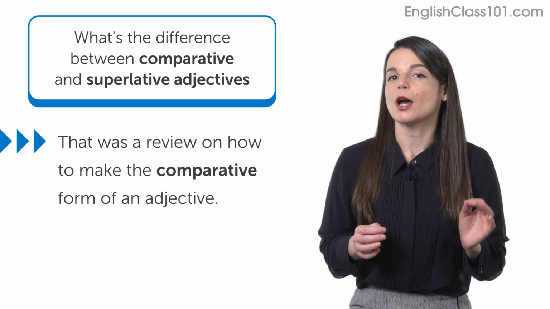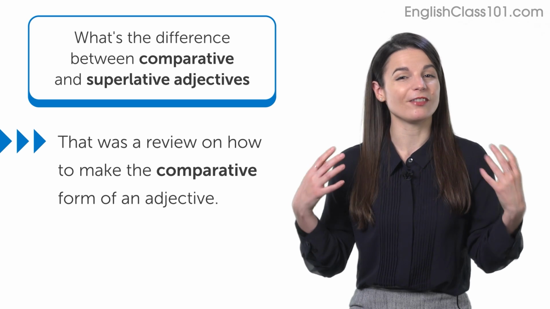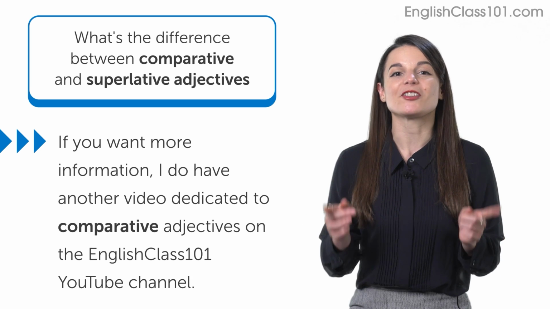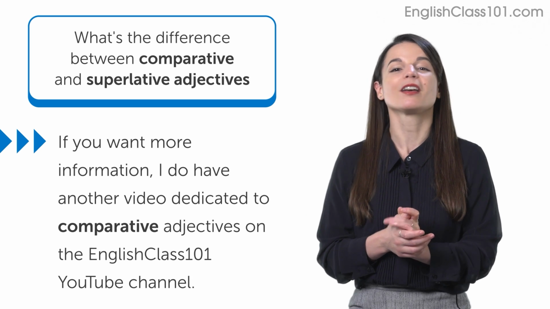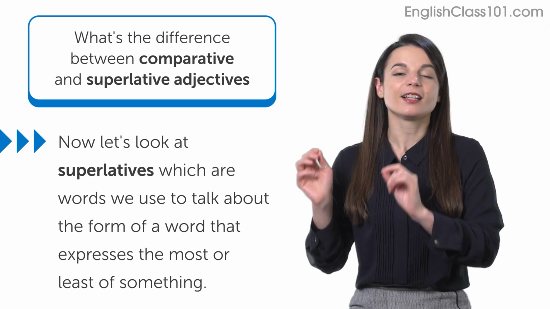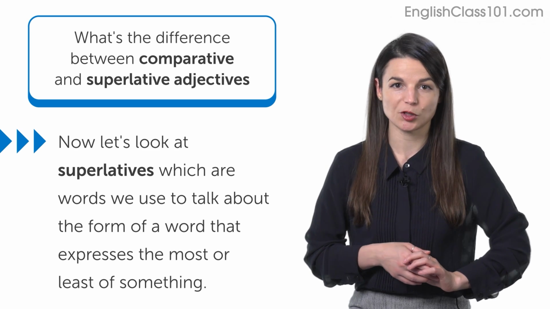So this is how we make the comparative form. This is the very, very basic information about the comparative form. If you want more information, I do have a video about this topic on the English Class 101 YouTube channel, so check that out. Next, let's talk about superlatives.